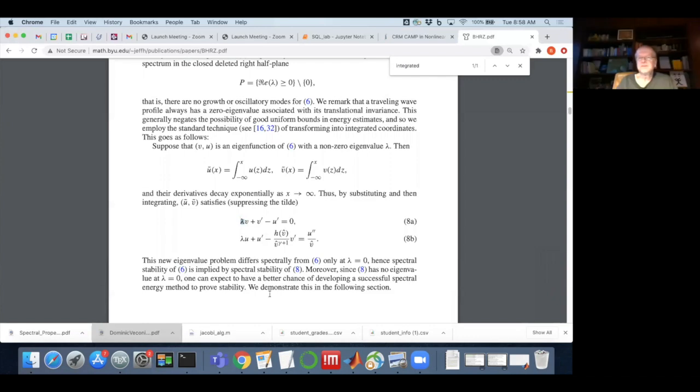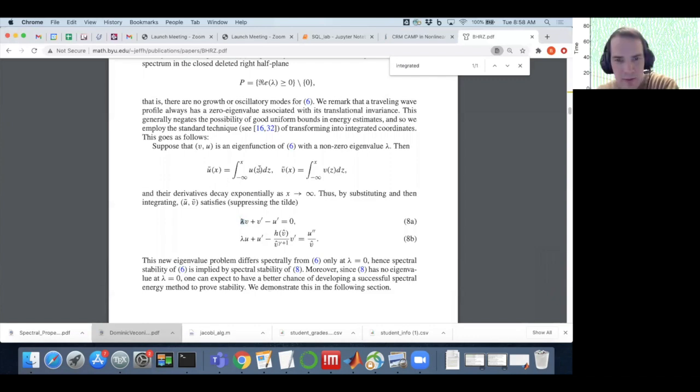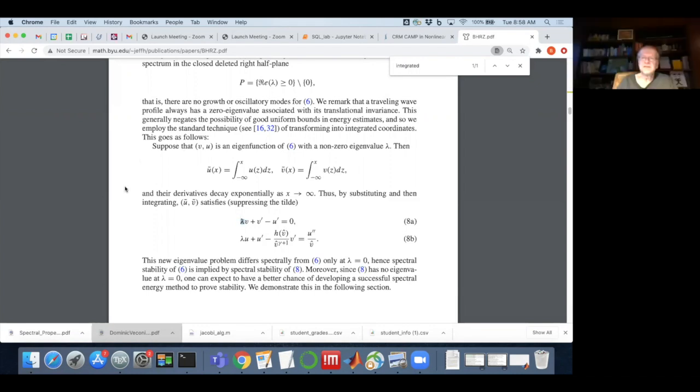Yeah, okay. And I guess I'm seeing your comment about a connection with the profile, because the eigenvector corresponding to lambda equals 0 is the derivative of your profile, and this is sort of like integrating it out. Yeah, okay, I understand. Yes, I see. Thank you. That's a nice trick.